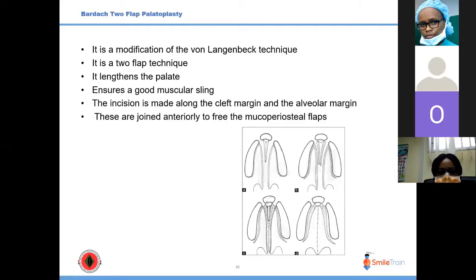Vaginal two-flap palatoplasty. This is actually, as I said earlier on, all of them are modifications of the Langenbeck technique, and it is two-flap. In this one, you can still make an incision around the gingival margin. And then, in this case, we are going to connect it to the paragingival margin incision, so that you'll be able to suture the two sides together.